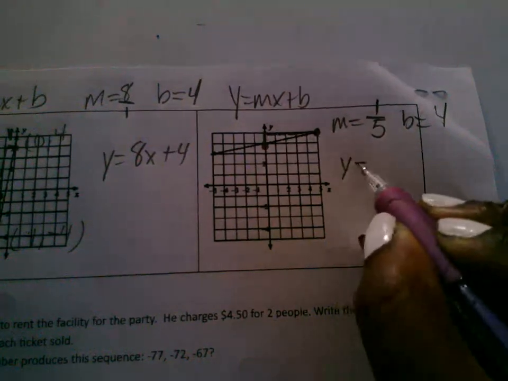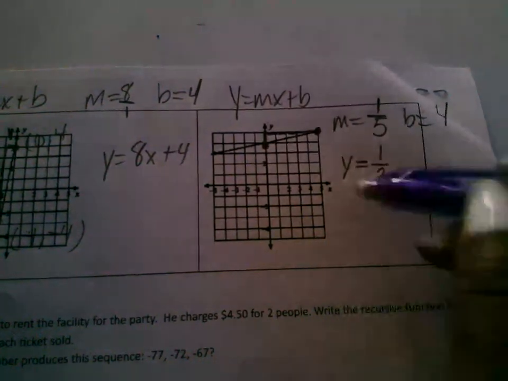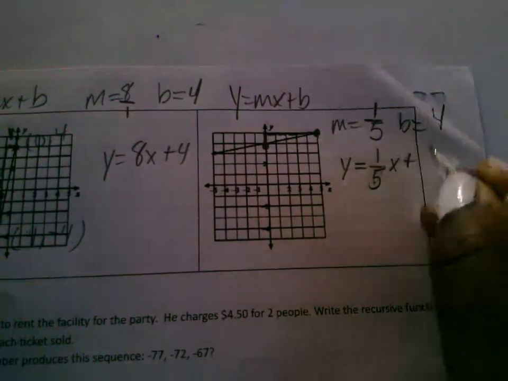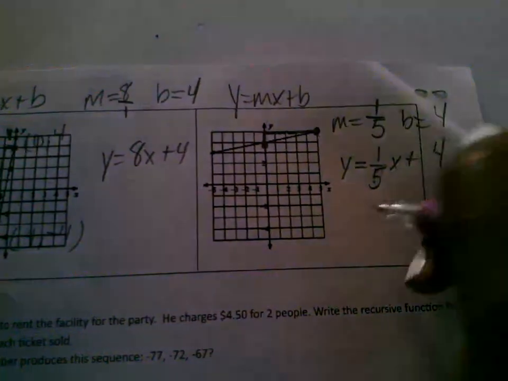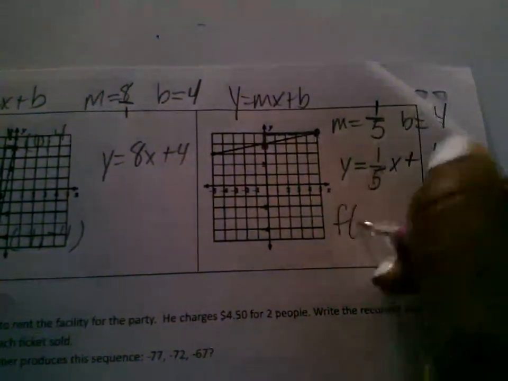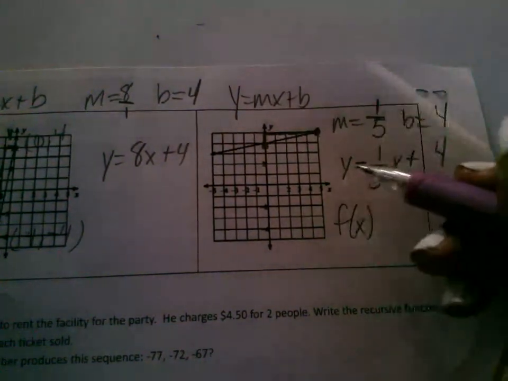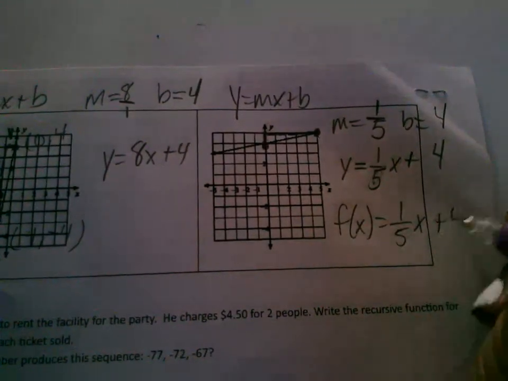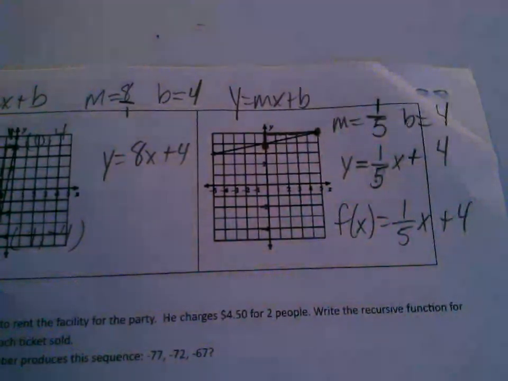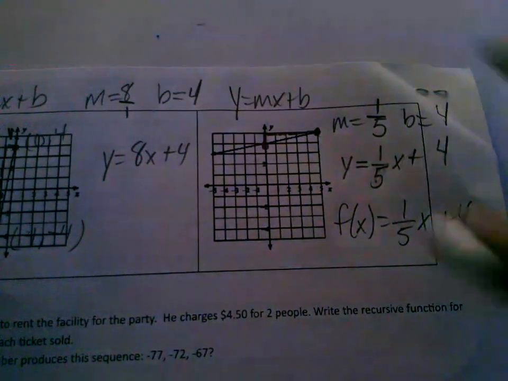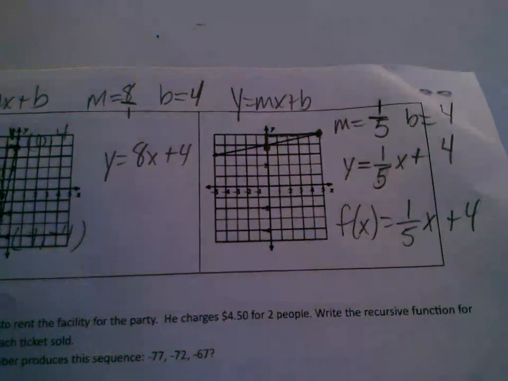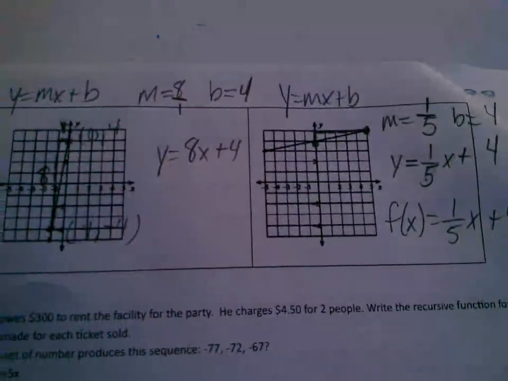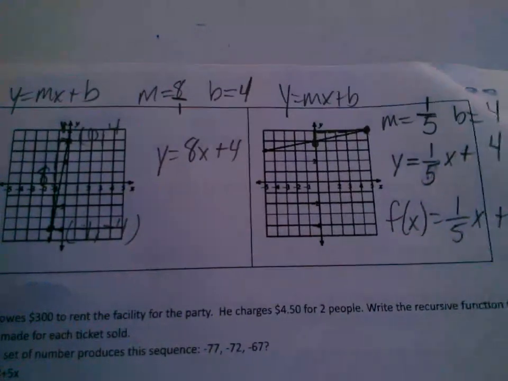Very good. y equals 1/5 x plus 4. If I want to write this in function notation, I say f of x. I change this y to f of x is equal to 1/5 x plus 4. Okay? All right, I just threw that in there. Okay, any questions about that? Y'all good? Are y'all writing? Do y'all need me to pause so you can write? I'm good. No. Okay. Good.